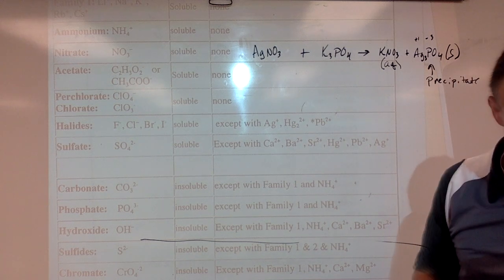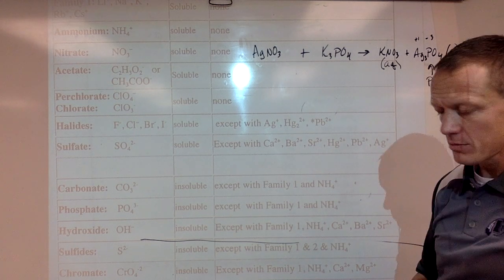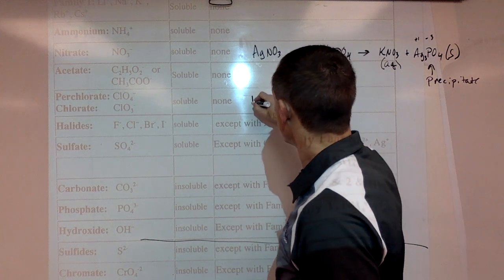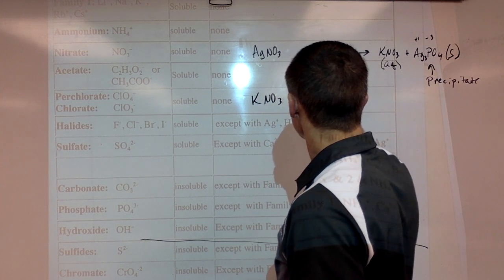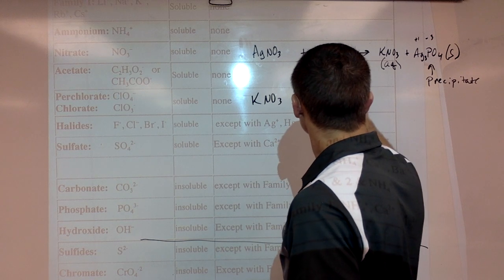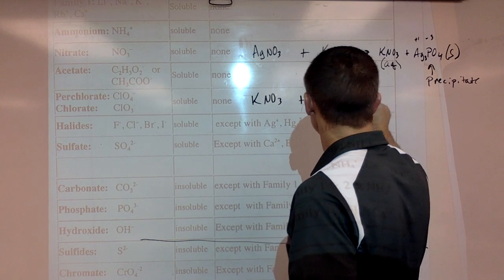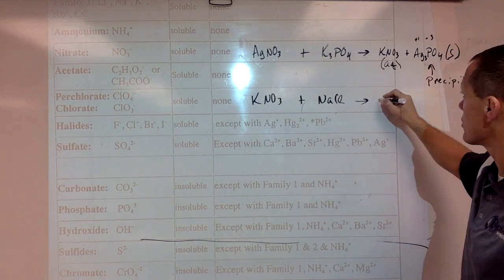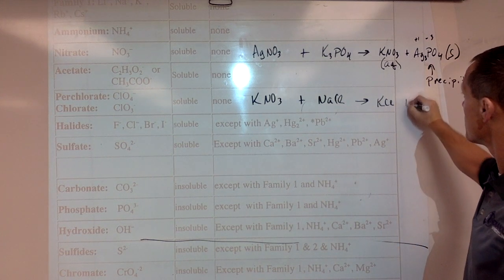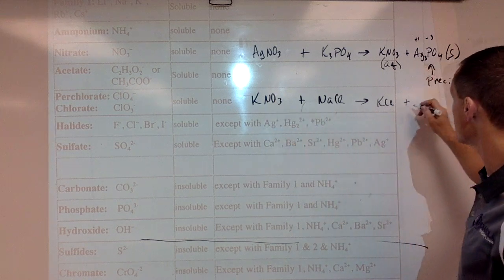All right, let's do one more. Let's say we have potassium nitrate with sodium chloride. Everything's a +1, -1 charge here. I made it pretty easy. So potassium is going to go with chlorine, and sodium with nitrate.